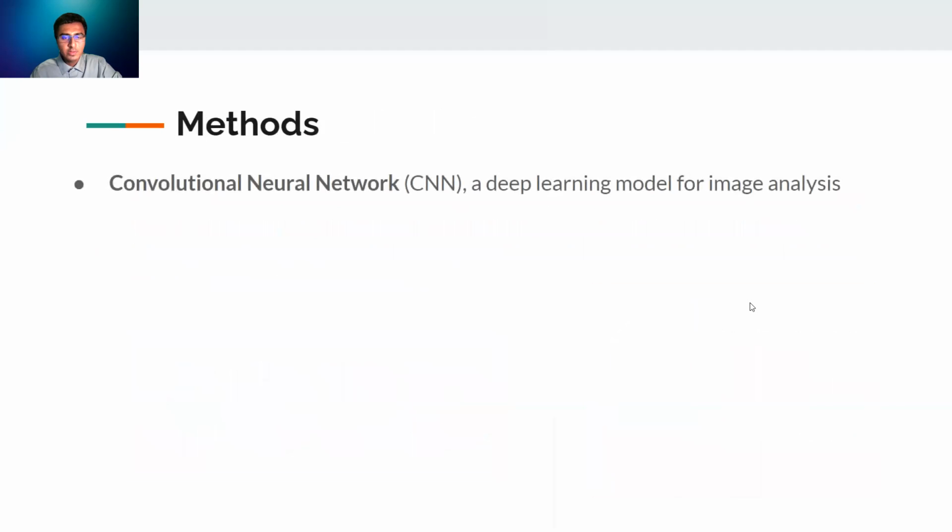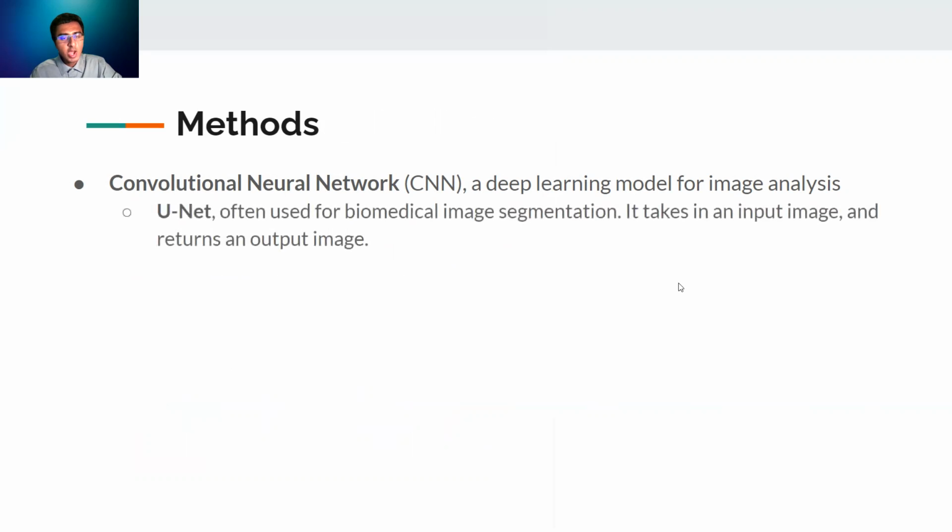We used a convolutional neural network, a CNN, a deep learning model created for image analysis. More specifically, we used a type of CNN called a UNet, often used for biomedical image segmentation. It takes in an input image and returns an output image.